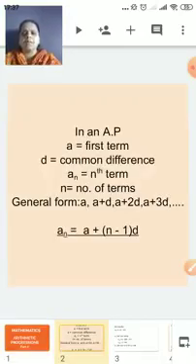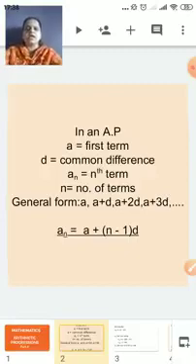Now, in an AP, a is the first term, d is the common difference, an is the nth term, and n is the number of terms. The general form is a, a plus d, a plus 2d, a plus 3d and so on. The formula of an we have learned is an equals a plus (n minus 1) into d.